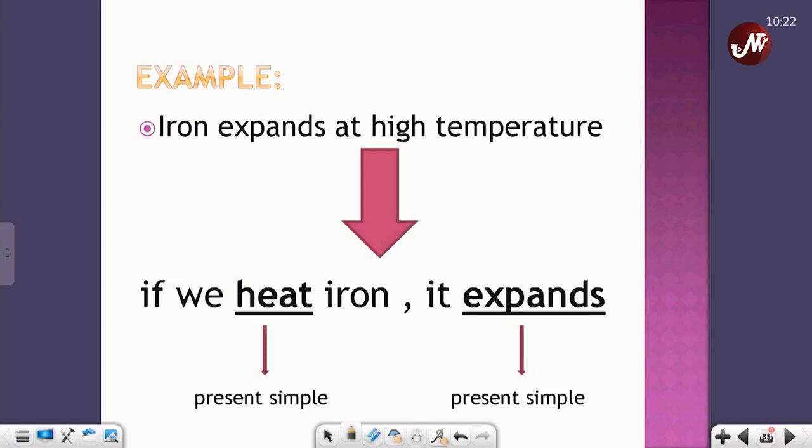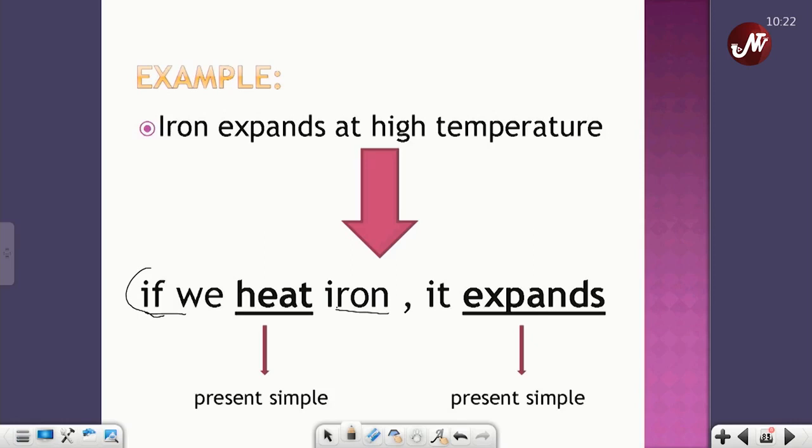So, iron expands at high temperature. This is a scientific truth or general truth or a scientific fact. If we heat iron, clause, it expands, another clause. So, this clause is a condition, and the second clause is the result of this one. Here we have if. If we heat iron, it expands.